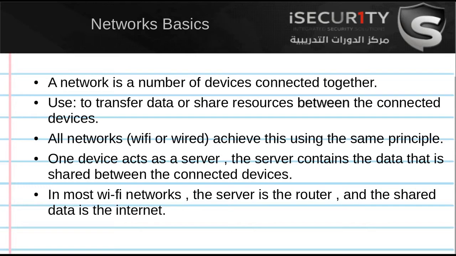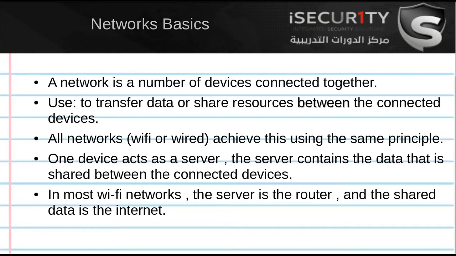This data can be files, can be resources. It can be, for example, your home network. Usually you use it to just access the internet, which you can look at as a resource or as a source of data. So all networks, Wi-Fi or wired, achieve this sharing of data using the same principle. And that principle is, you need a device that acts as a server, and then all devices communicate with the server. So the server has access to the resource, and all the other devices on the network that are connected to this server, obviously, can access the data from the server.